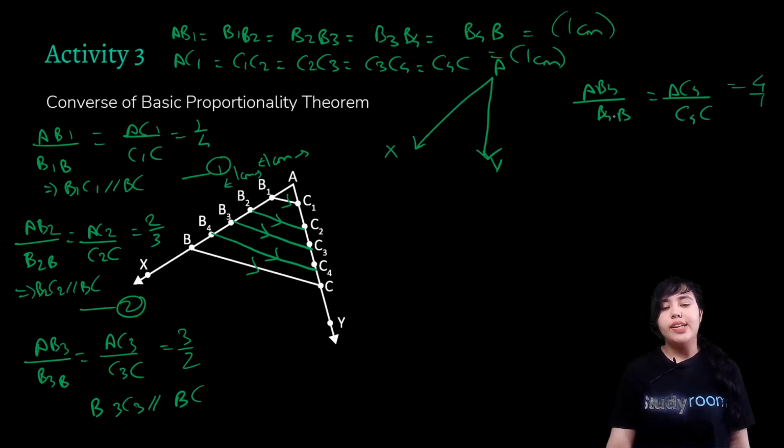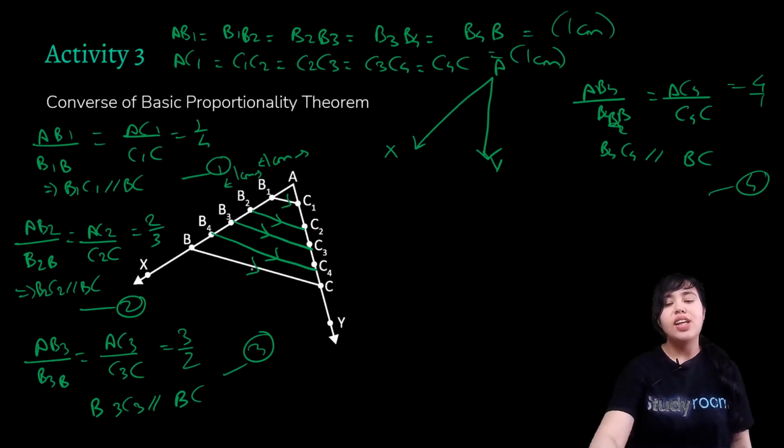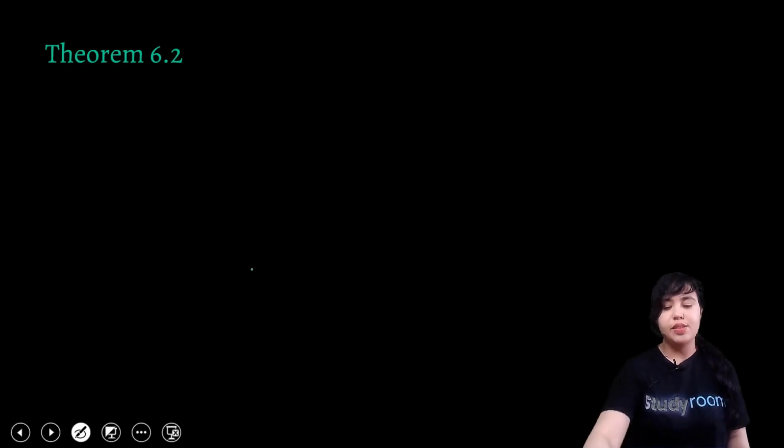So here again you can see that B4C4 is parallel to BC. Mark this as equation number 3, equation number 4. So from here you can make out what they are. They are small triangles in themselves, like triangle AB1C1, ABC, like that. So here we see that if the sides are not given parallel, but I say that these sides are divided in the same ratio, then automatically this is parallel to the third side of the triangle. That's the converse of the basic proportionality theorem.